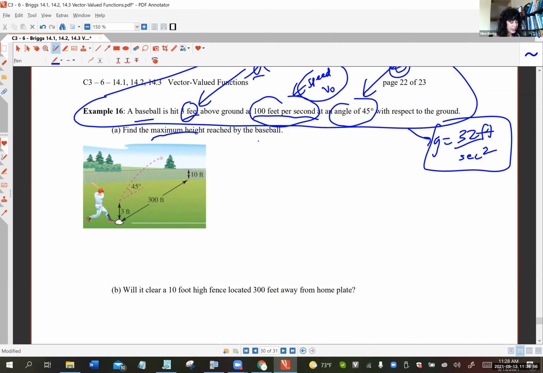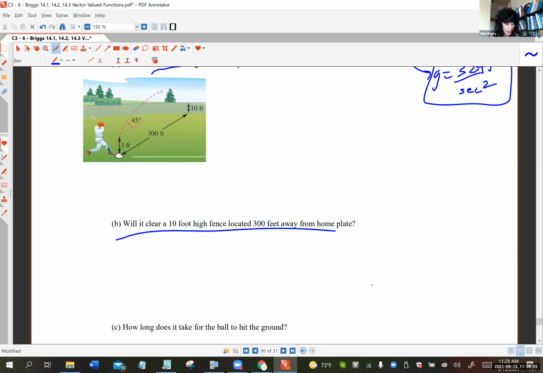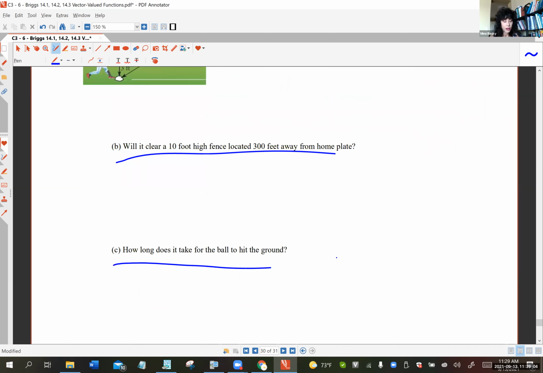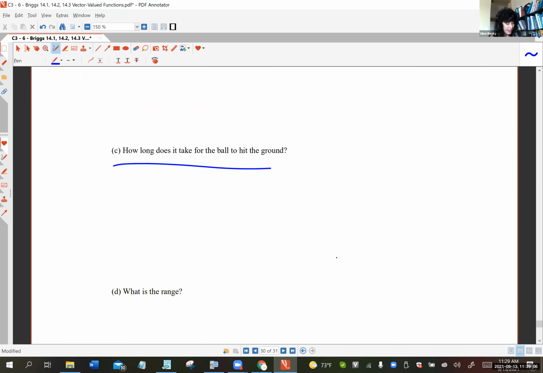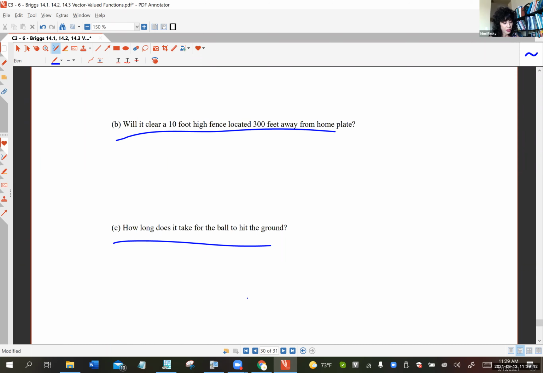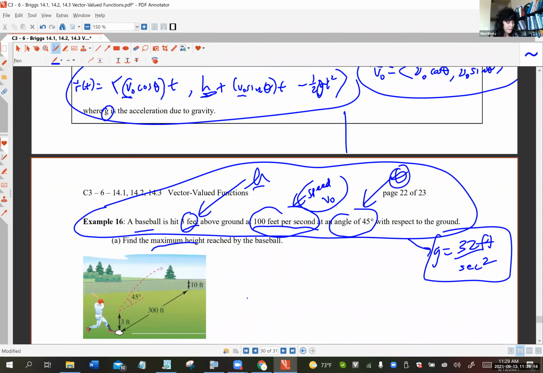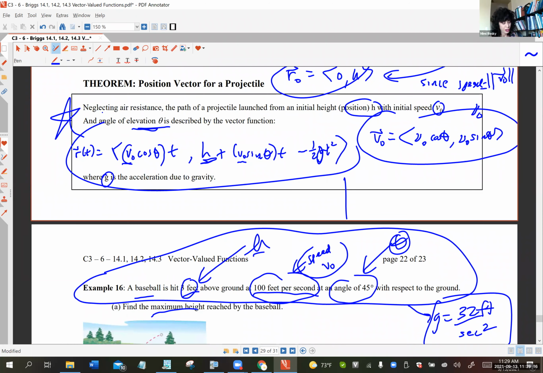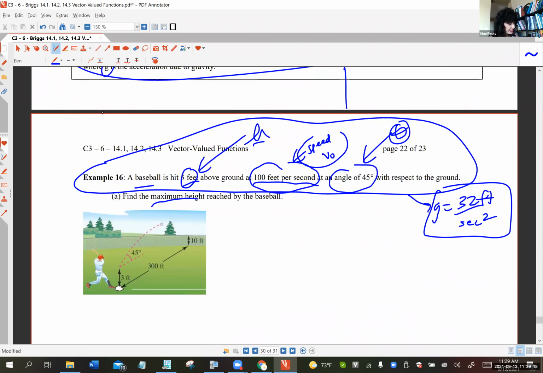Okay, so we want to find the maximum height of the ball. We want to figure out if it's going to clear a 10-foot high fence that's located 300 feet away from home plate. We want to figure out how long it takes for the ball to hit the ground. And what's the range? You know, how far away from home plate is it when it finally hits the ground? Those are the 4 things they want. And we're going to start with the position vector. So let's first put that together before we do anything. And then from there, we're going to glean the rest.